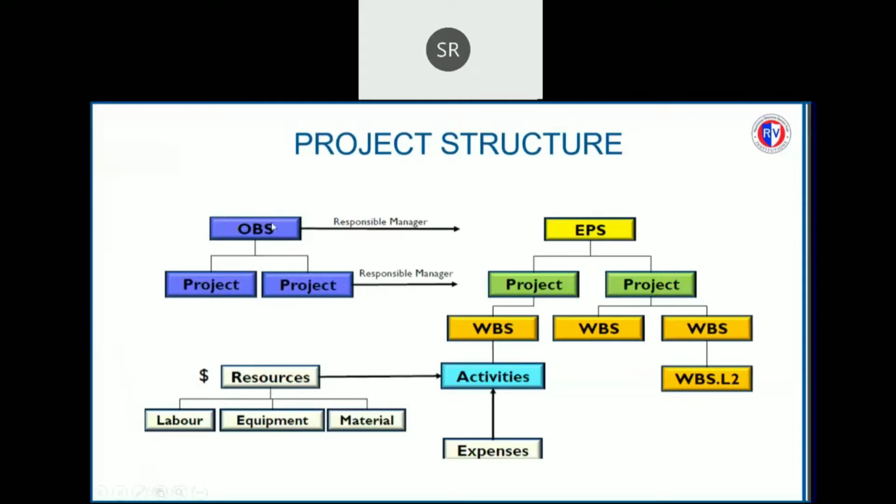Primavera consists of an OBS, which is called the Organizational Breakdown Structure, which is under the EPS. EPS is nothing but Enterprise Project Structure. The Primavera software cannot be started without creating an EPS. And EPS is further divided into projects, and projects into work breakdown structures. Work breakdown structures consist of several activities. These activities are assigned several resources and expenses. Expenses are nothing but external costs such as consultant services, contractor costs, transportation costs, etc.